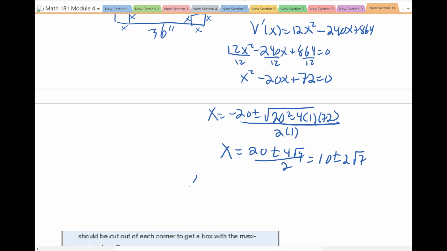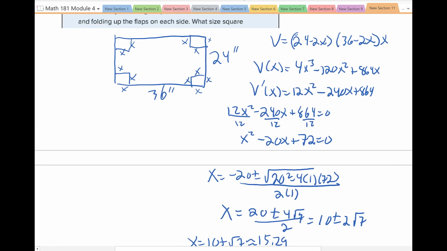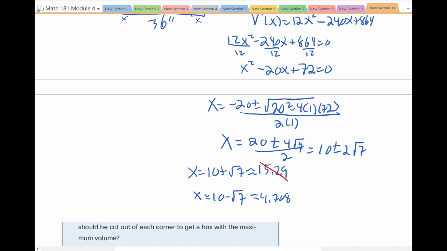Now, x equals 10 plus 2 root 7 is approximately 15.29, and x equals 10 minus 2 root 7 is about 4.708. So which one is a reasonable x? Remember, x is the side of the little square in the corners. If it was 15.29, it's going to be over half the distance across, and these are going to be overlapping, so that's not possible. So it couldn't be this value.